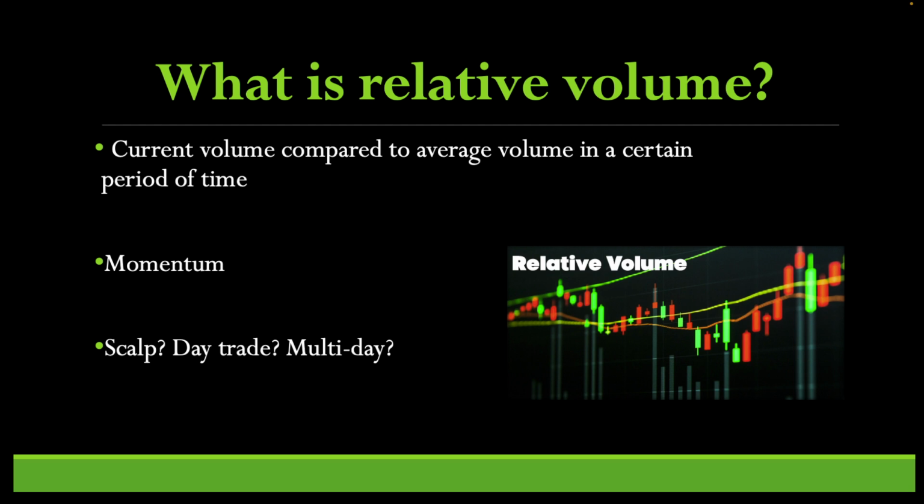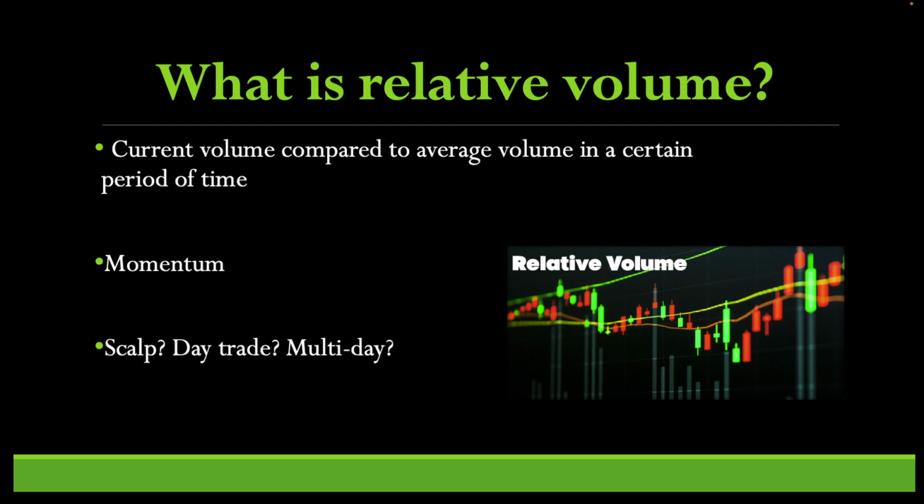Now, when I say scalp, day trade, multi-day, relative volume gives you a chance to see what a trade is for you. A day trade would be high relative volume. You need a good amount of relative volume because you want to play momentum. Something which is a swing trade, you probably have lower relative volume because you're looking to anticipate the volume coming in. And with relative volume, you could also look for multi-day stocks.